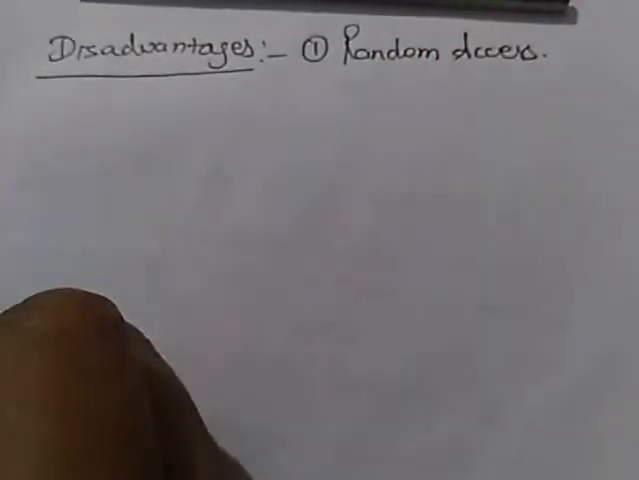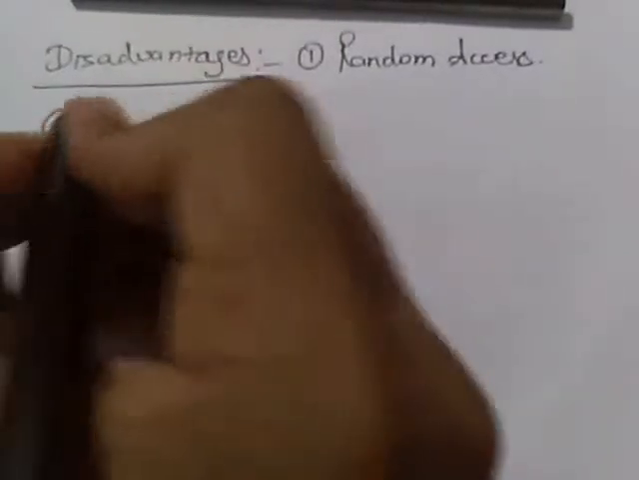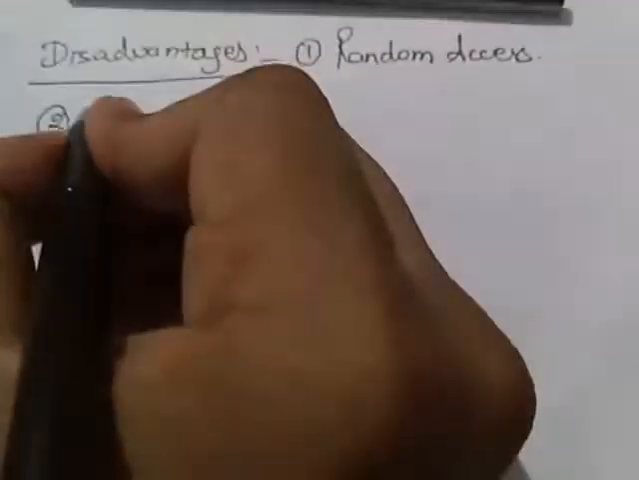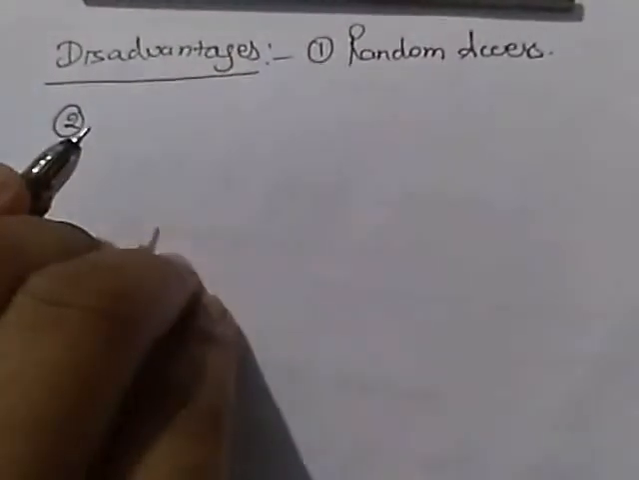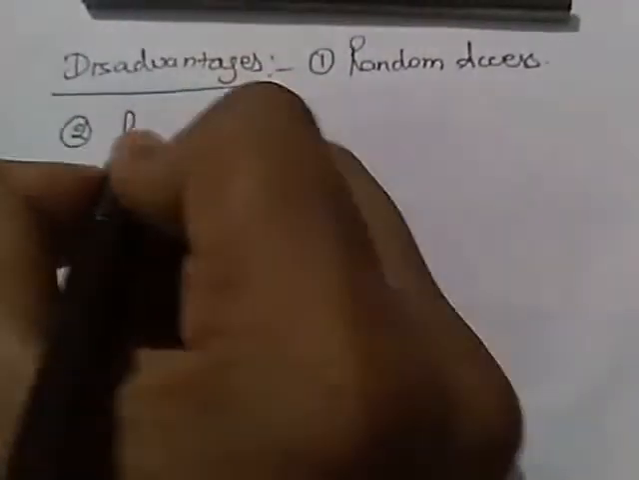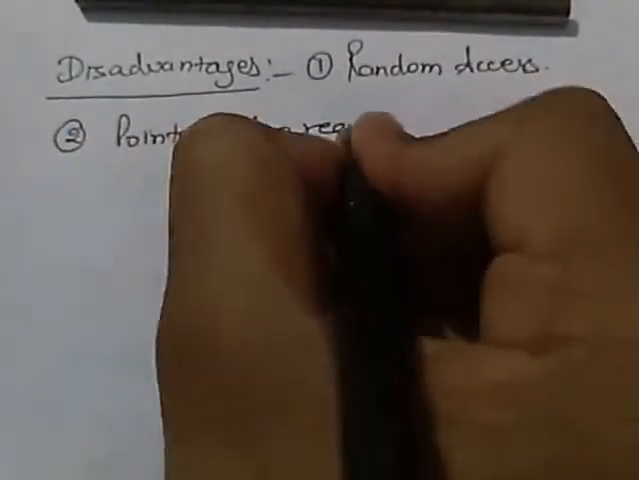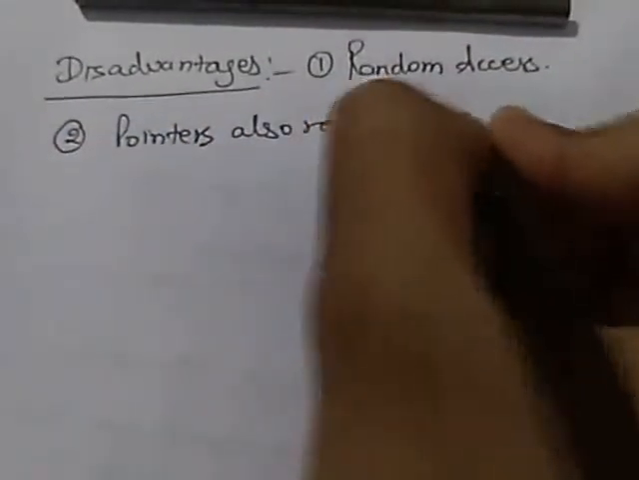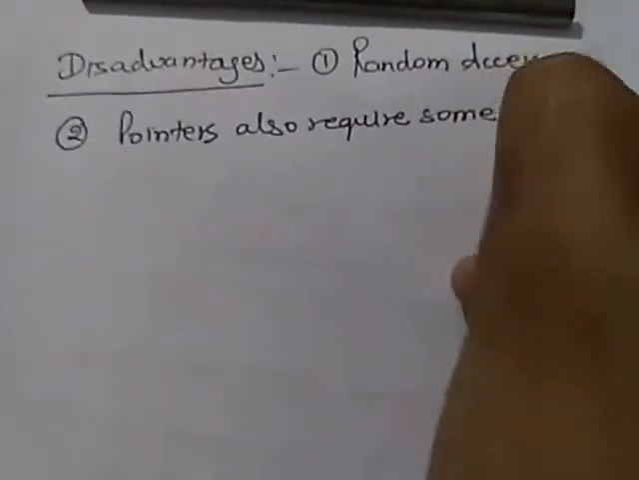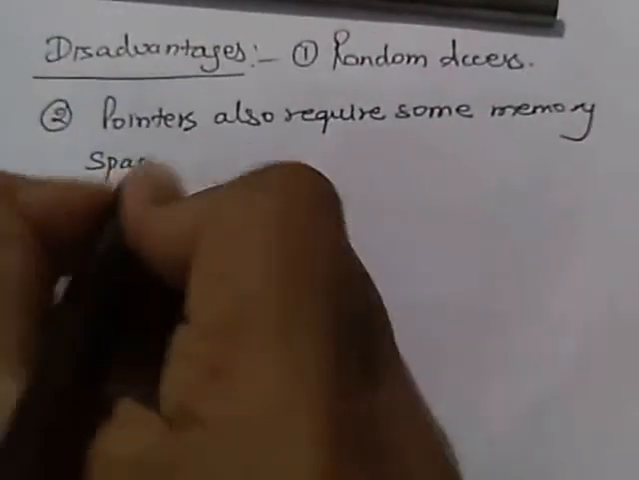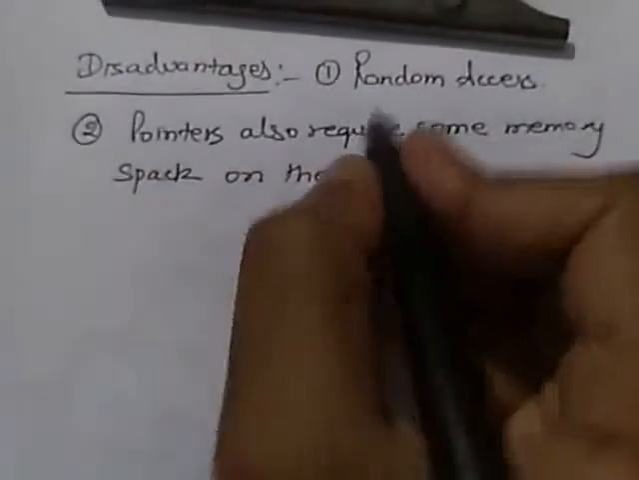Now as we know that every block is linked together, so random access is not provided. Point number 2, as we know that in a linked list we are using pointers, so pointers also require some memory space on the disk blocks.